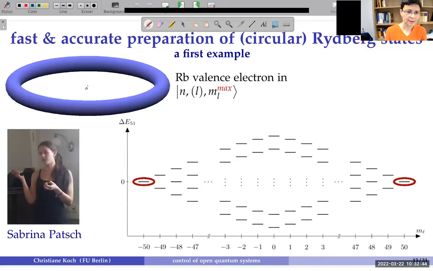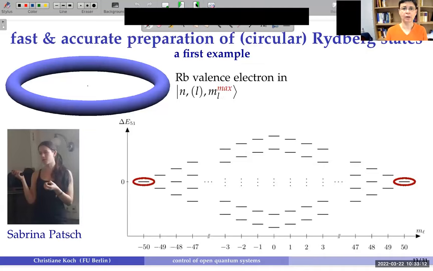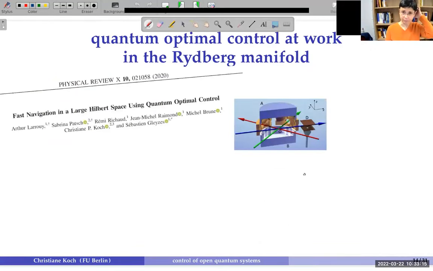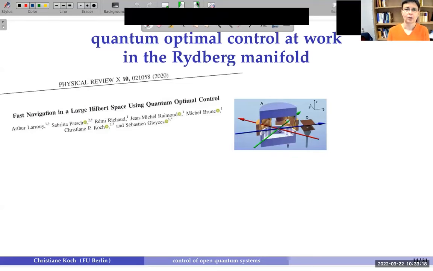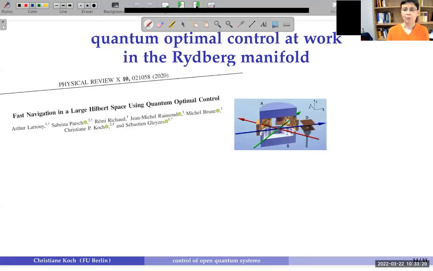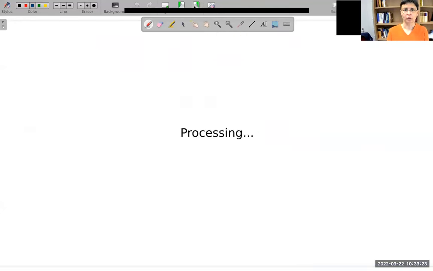Here, this is not some dust on your screen, it's the nucleus. And this plot is actually to scale. So this is the orbital of the electron in such a circular state. And then you have the quantum number with plus ML max and minus ML max. You can think of the electron going around in one direction in this orbital or in the other one for plus and minus here. These states are particularly interesting for quantum information because they're super long-lived. And we've now used optimal control to prepare the atoms in this state.